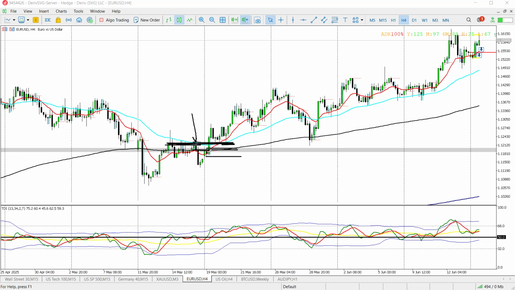We also have a dynamic support zone, which is the 13 EMA. So what happens then? Pin bar or doji, another pin bar or doji. None of them, the second one did not take out the first, which means if you had bought here, stop loss here, you can still take a buy there, aim for this high, aim for this high.